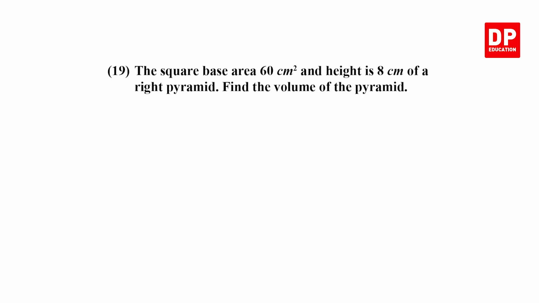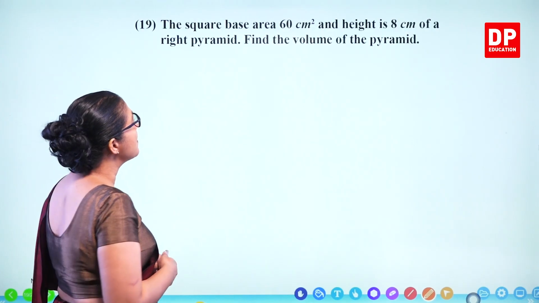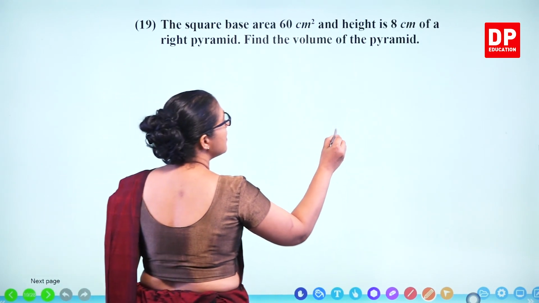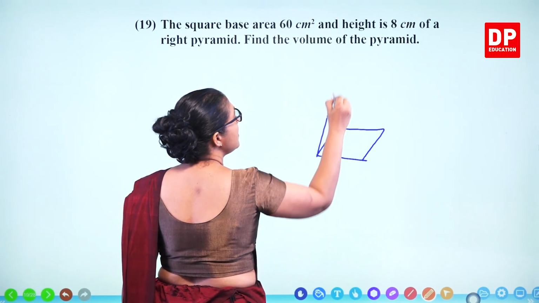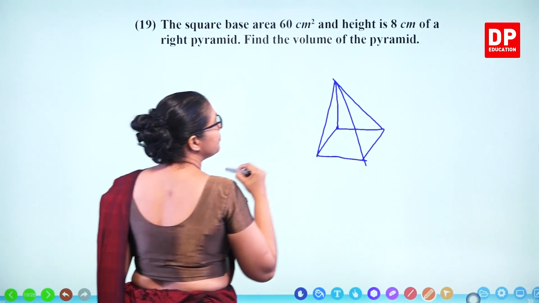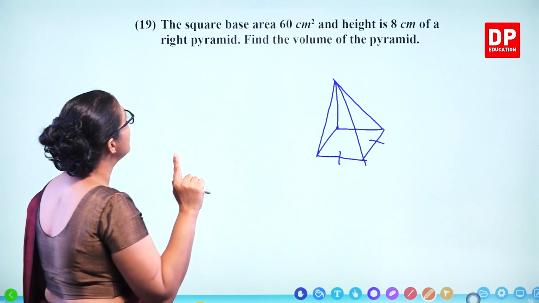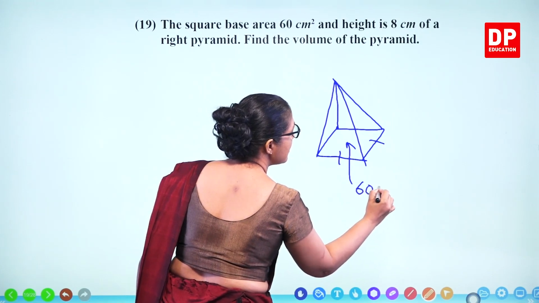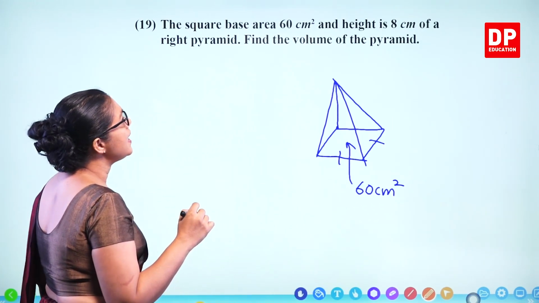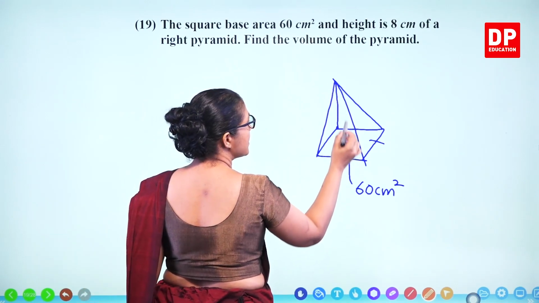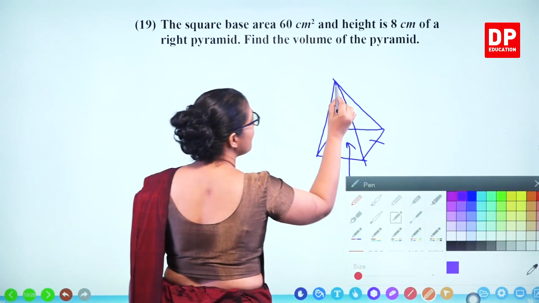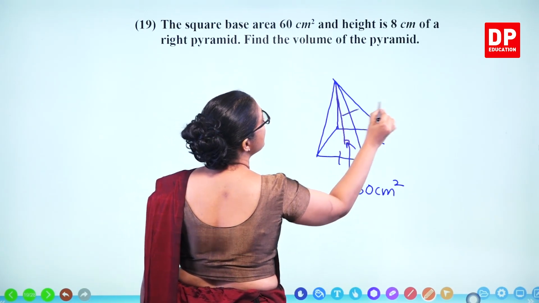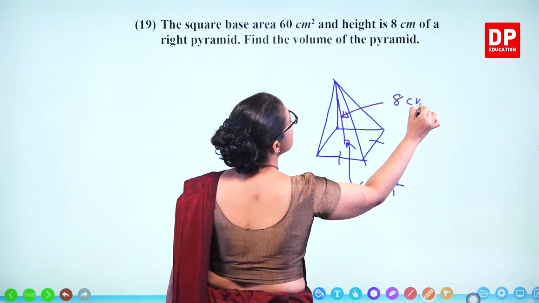Question number 19. The square base area is 60 square centimeters and the height is 8 centimeters of a right pyramid. Find the volume of the pyramid. So square base pyramid. If you draw the square base pyramid, it is something like this. So this is a square. What's given? The base area is 60. So this area is 60 square centimeters. Height is 8. So the perpendicular height here to here. Perpendicular height is given 8 centimeters.